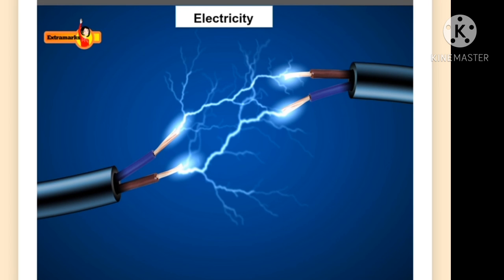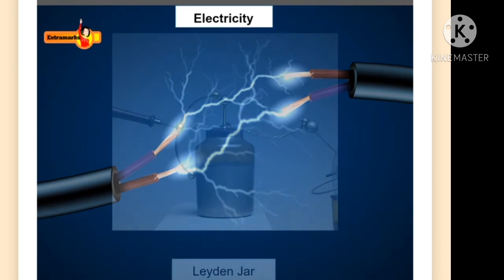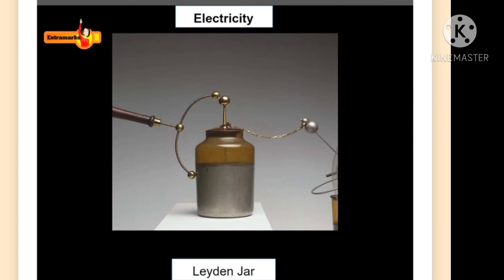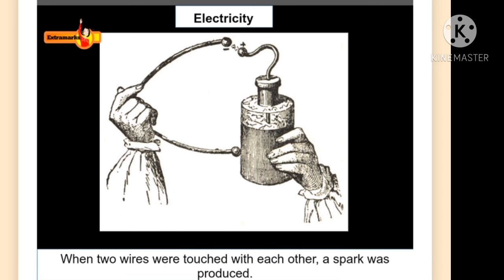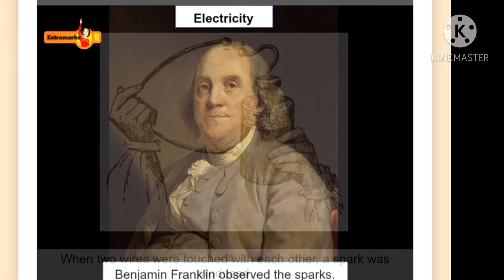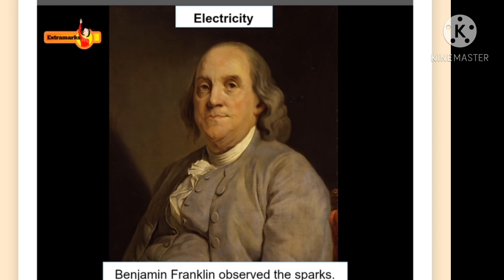Electricity. Electricity is the most widely used source of energy at present. It was first developed in Netherlands through a toy named Leyden jar. It had two wires. One wire was clipped inside the jar carrying water, while the other was outside the jar. Once these two wires were touched with each other, a spark was produced. American scientist Benjamin Franklin observed the sparks and noted that they are similar to lightning in the sky.